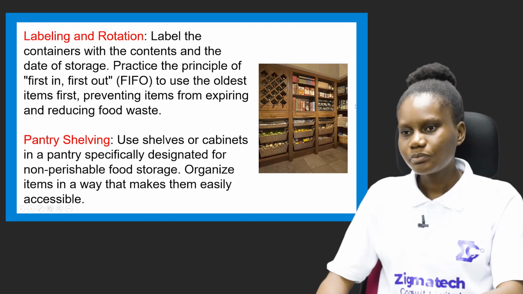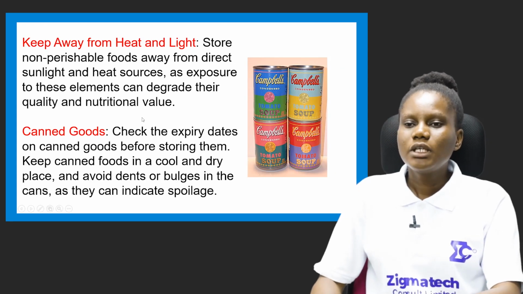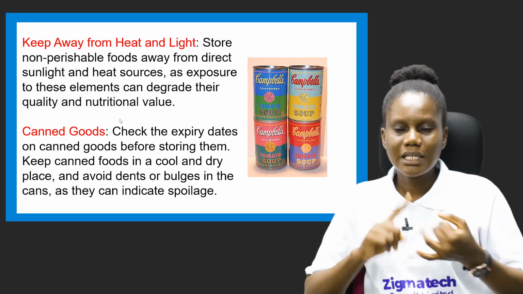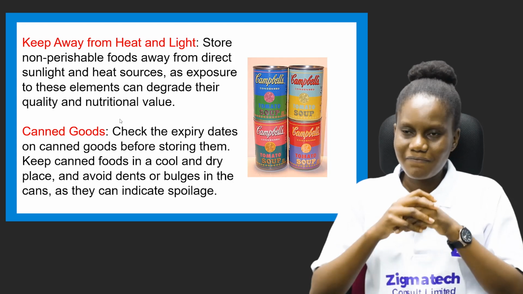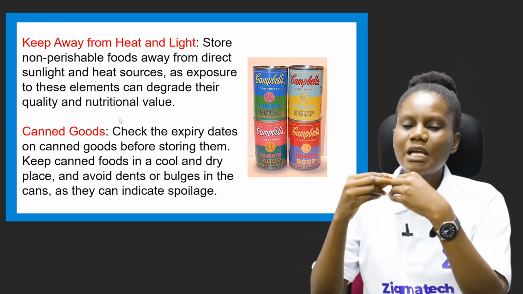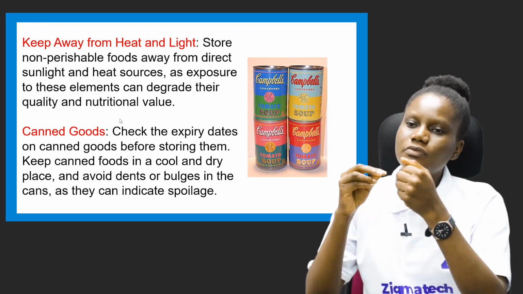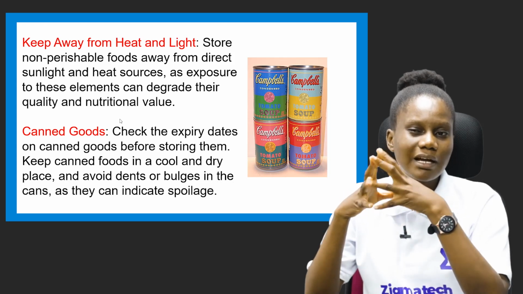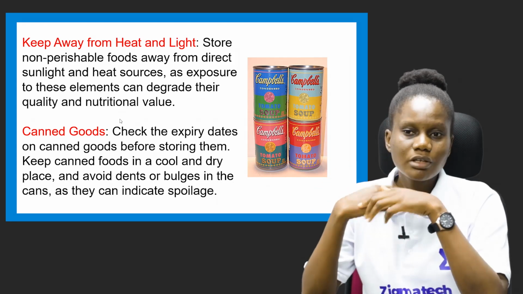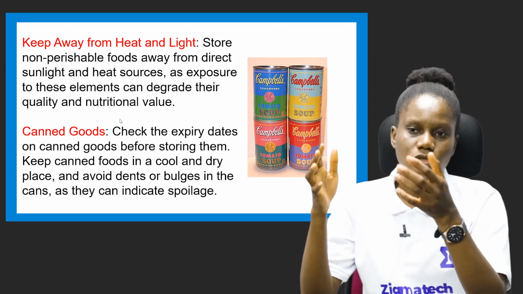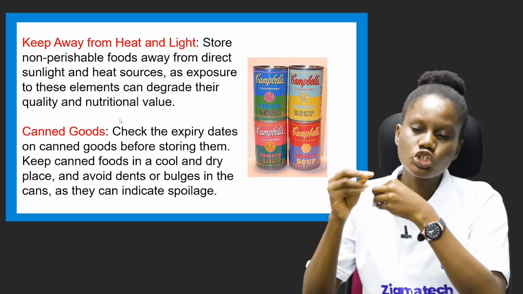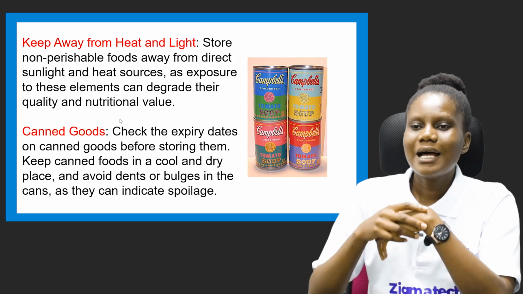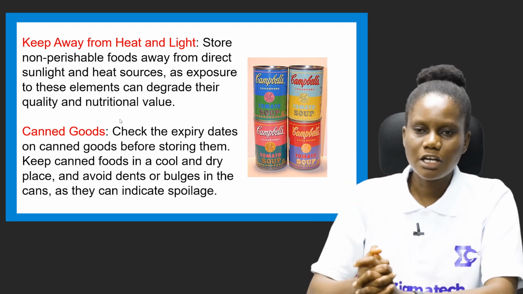Then keep away from heat and light. You know by now, in our first video on food storage, I talked about heat, light, and oxygen as some of the factors that affect food storage. So keep them away from heat and light. Store non-perishable foods away from direct sunlight. You understand now? We talked about this when I talked about ultraviolet rays in the second video that I did on food storage. Once you expose such food to them, they spoil the food faster. So store non-perishable foods away from direct sunlight and heat sources, as exposure to these elements can degrade their quality and nutritional value.